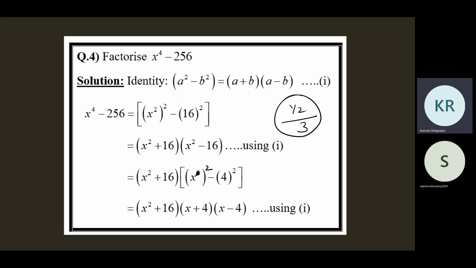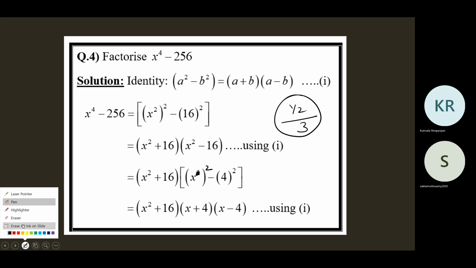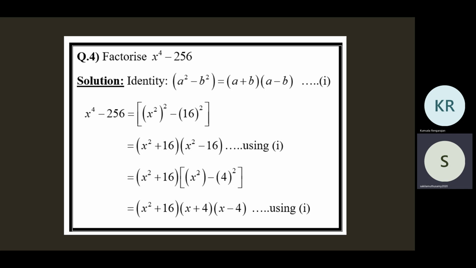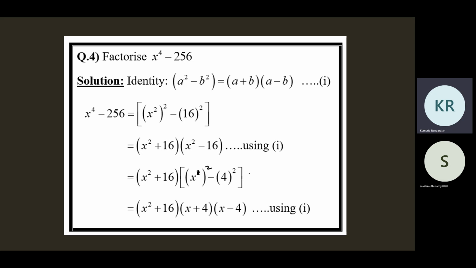So you've stopped here. You have not completely factorized, Swati. You've stopped with (x squared plus 16) into (x squared minus 16). You need to factorize further because this is again of the form a squared minus b squared, which is (a plus b) into (a minus b). Yes, ma'am. So you have not factorized this x squared minus 16. So for 3, you get only 1.5.